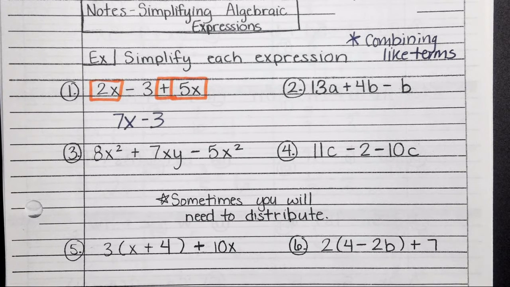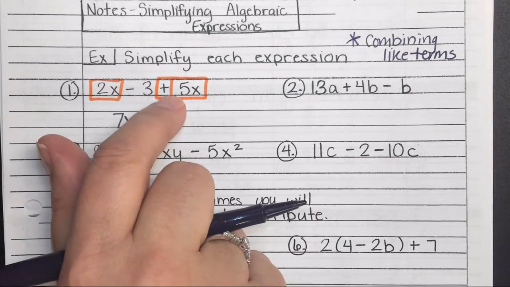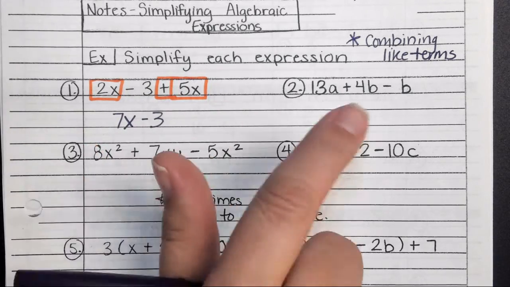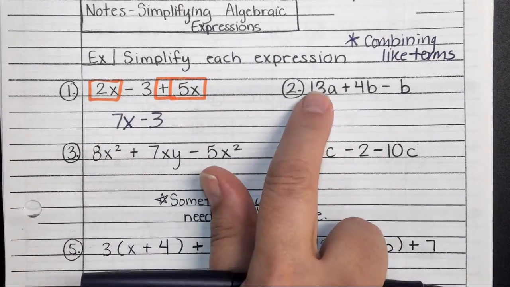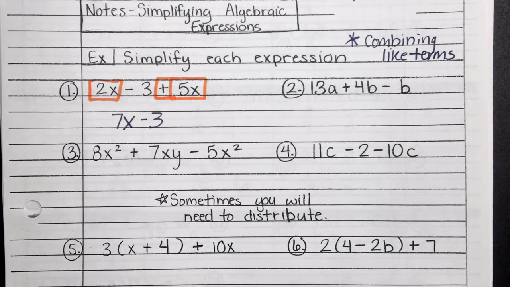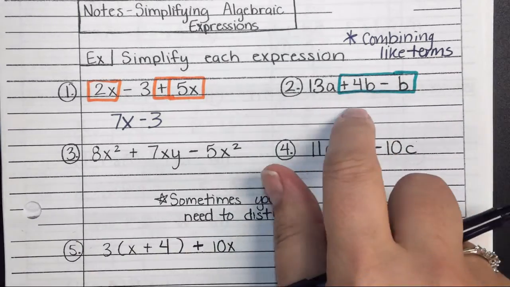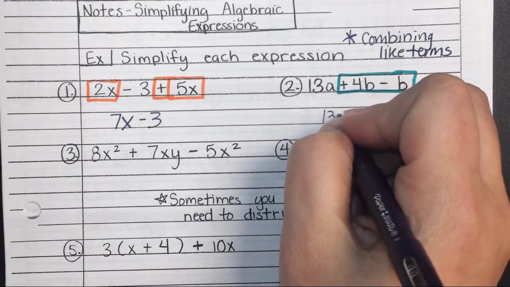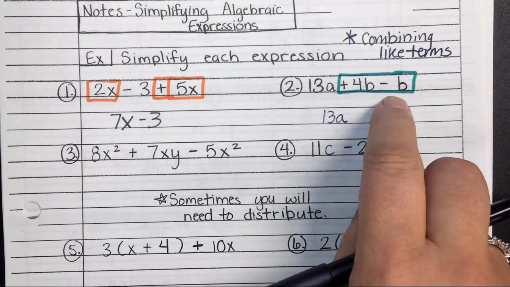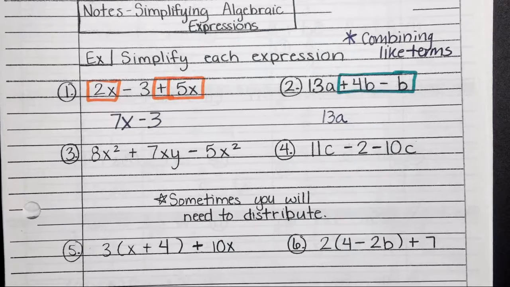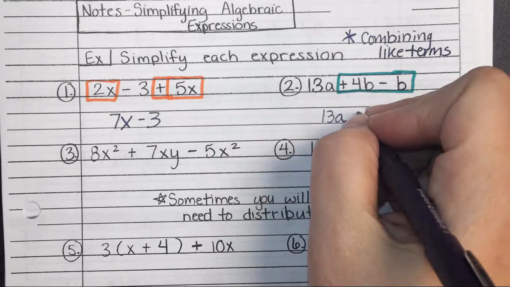Yes? Would you not like to add? Because it shows me right here plus 5x. So 2x plus 5x. Yeah, we'll get to another one in a minute, actually, right now. Looking at this one, what matches? B. So we've got 4b minus b. There's nothing that matches with 13a, so we're going to bring it down. What is 4b minus b? I have 4 b's, and I take 1b away, it is 3b.